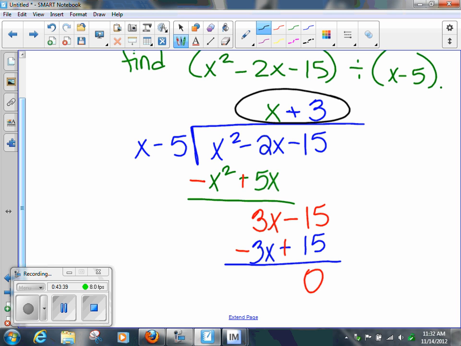Is there another way to do this problem? Why, yes, let's check our problem. I do want you to write this down: x squared minus 2x minus 15 over x minus 5. Do you guys agree with that? Can I write that problem that way? First part of the semester, what would we do to that numerator?